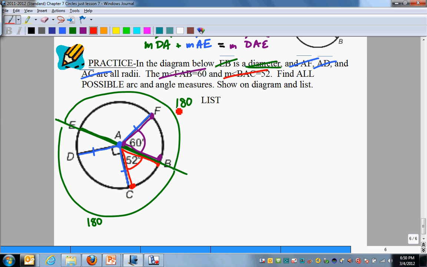I'd like you to pause the video at this moment, take about 2 minutes, and try to find yourself all possible arcs and angle measures. Then turn on the video again and check your answers.